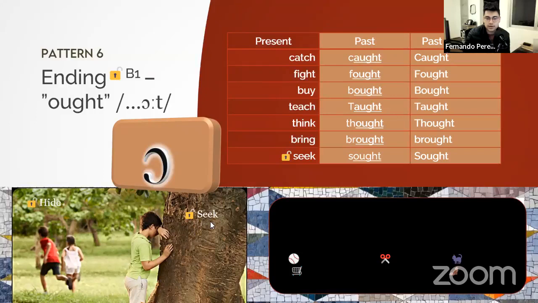Seek, a new verb, similar to search. Okay? Seek is similar to search. So let's say, for example, let's go with Rocks. How do you say in English?